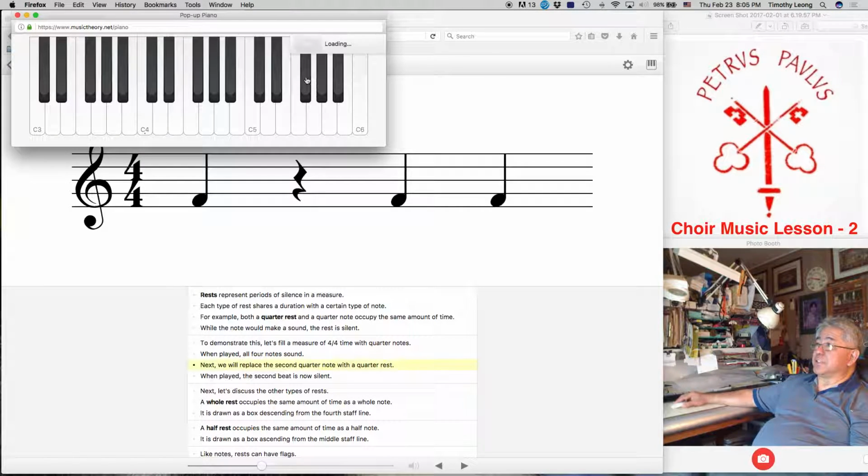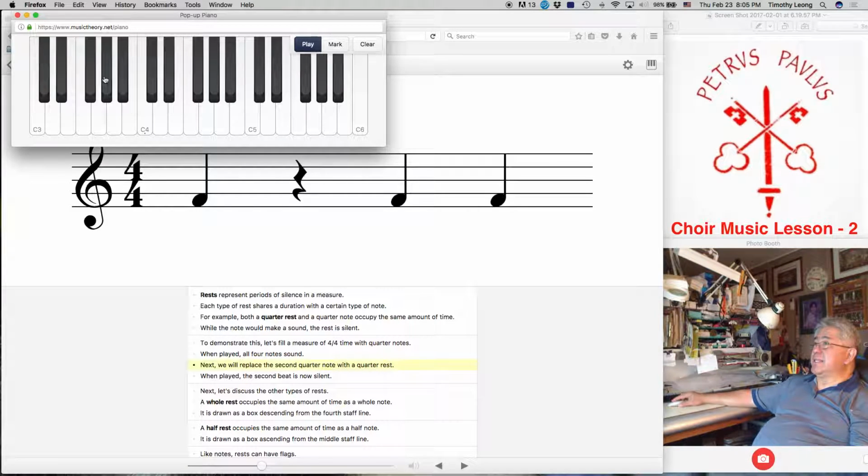I figured out how to use this piano because it's pretty cool. Okay, so that's an A, and that's a C. So where is F? Let's work backwards from A. A, G, F. Yay, that's an F. Okay, F natural, right? So let's play this bar. 1, 2, 3, 4. 1, rest, 3, 4. You got that? Let's do it again. 1, rest, 3, 4. Okay?